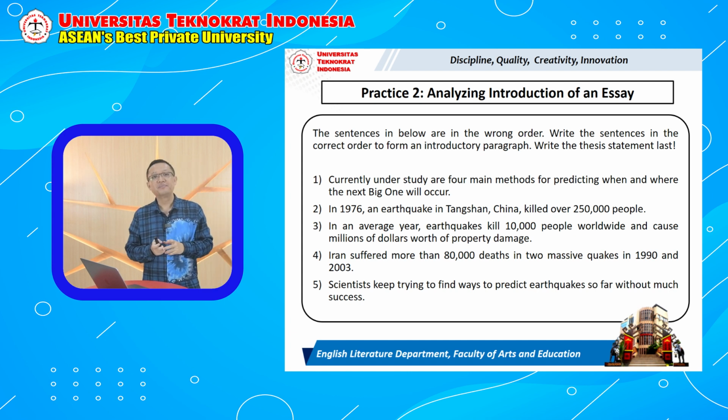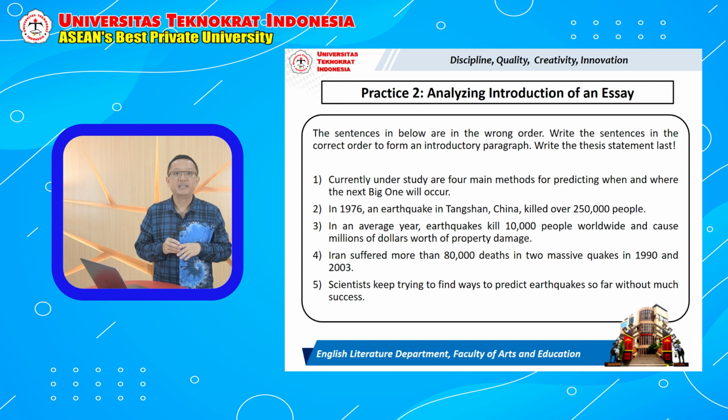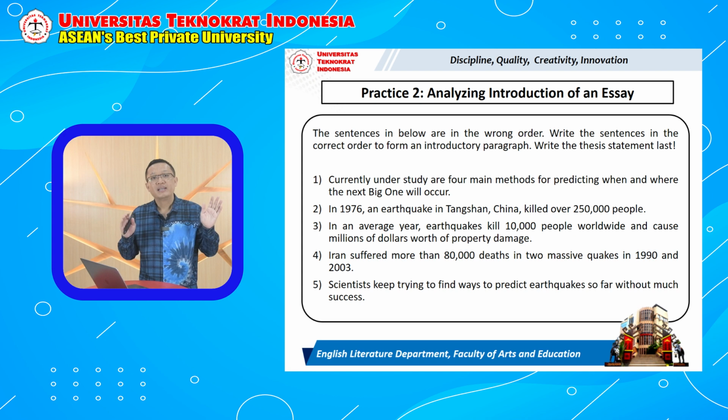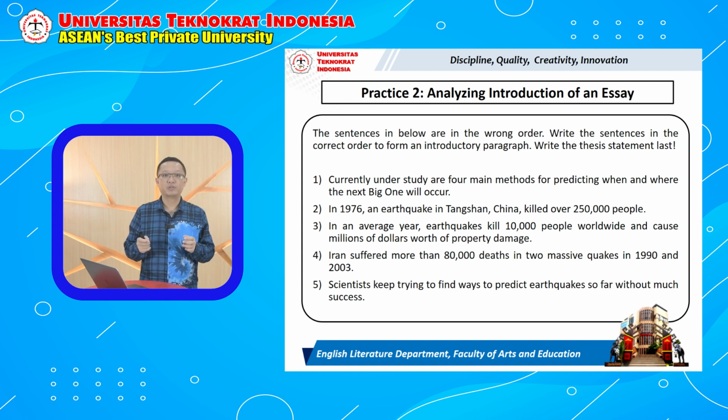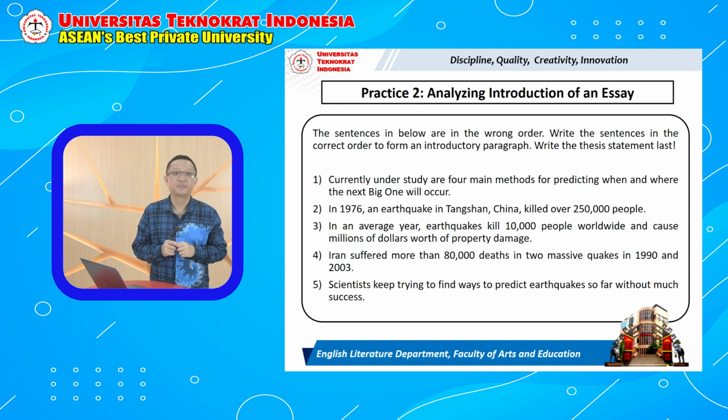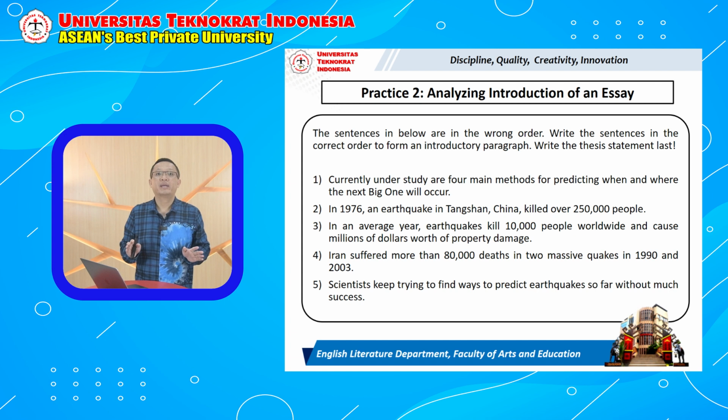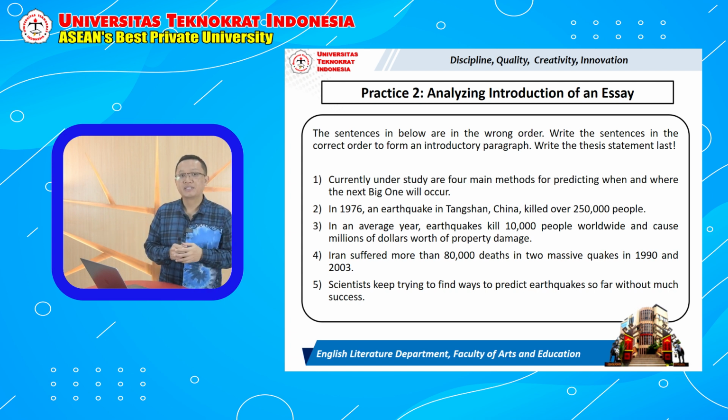Sentence number 1: currently under study are 4 main methods of predicting when and where the next big one will occur. Sentence number 2: in 1976, an earthquake in Tangshan, China killed over 250,000 people. Now we move to sentence number 3: in an average year, earthquakes kill 10,000 people worldwide and cause millions of dollars worth of property damage.